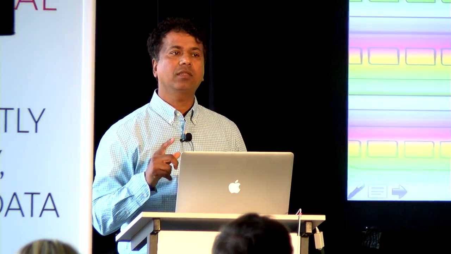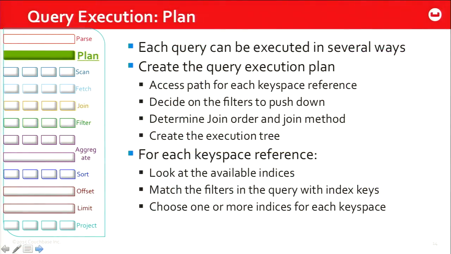And then, last but not least, for scanning each key space, we can use one or more indices. So we can do what is popularly known as the multi-index scan. Within the explain plan, you will see that as an index intersect or IntersectScan. That's basically a multi-index scan for the query processing.